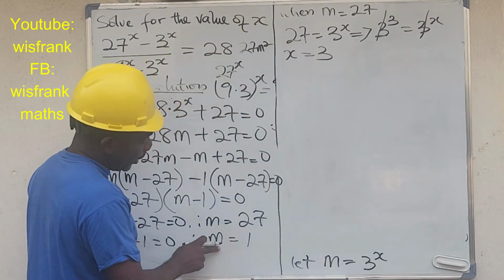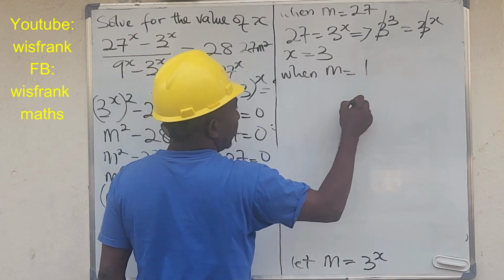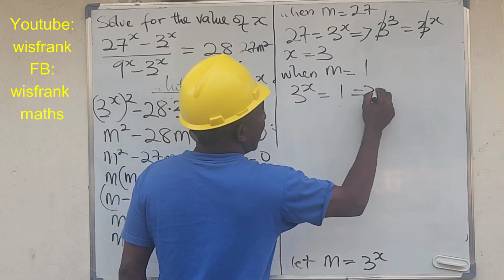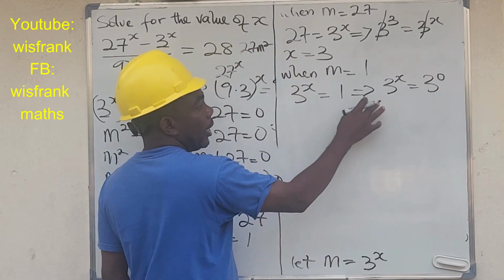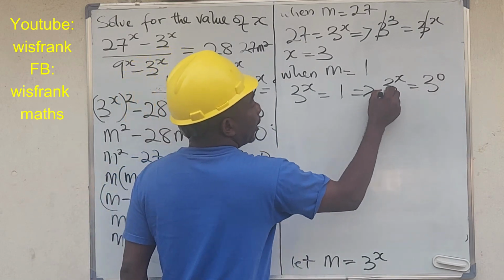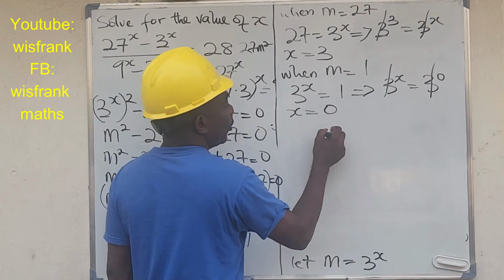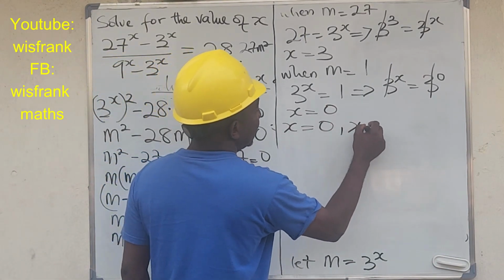So the second one is m equals 1. So when m equals 1, here we have 3 raised to the power of x equals 1. This is the same thing as 3 raised to the power of x equals 3 raised to the power of 0, because anything raised to the power of 0 is 1. Therefore, 3 will cancel here and 3 cancel here because of the same base. We have x equals 0. We have two values for x, which is x equals 0 and x equals 3.